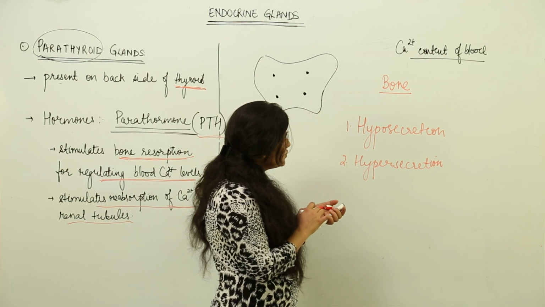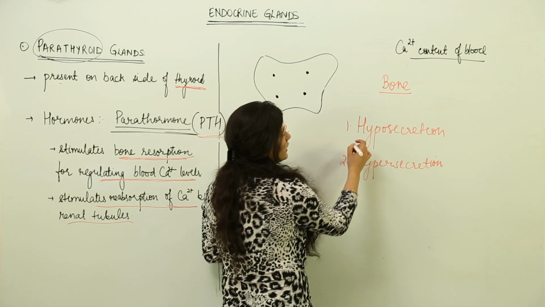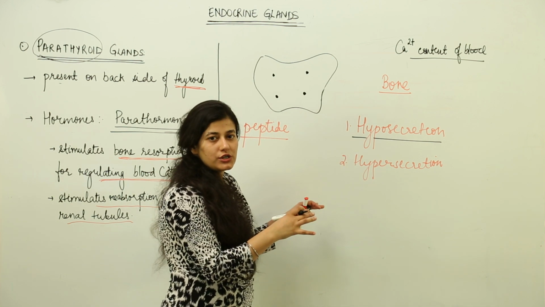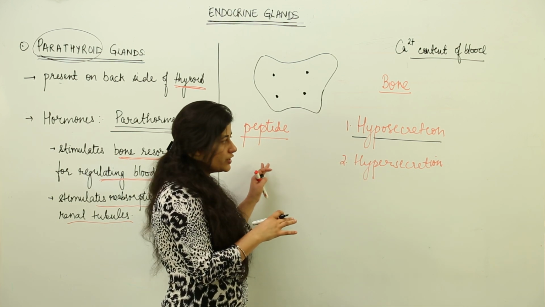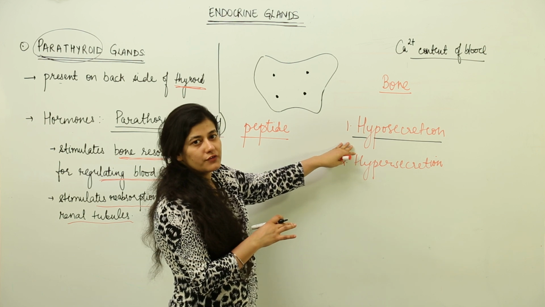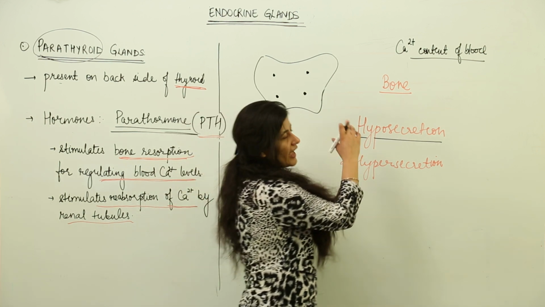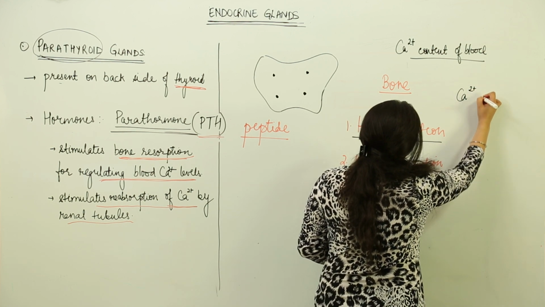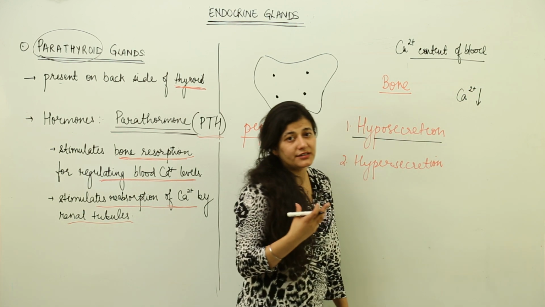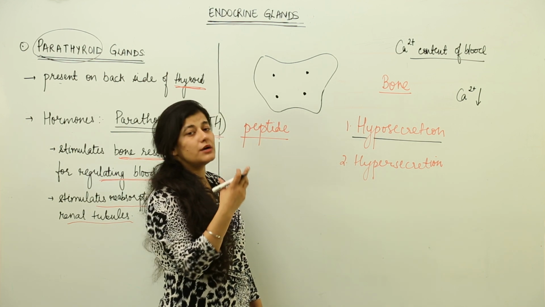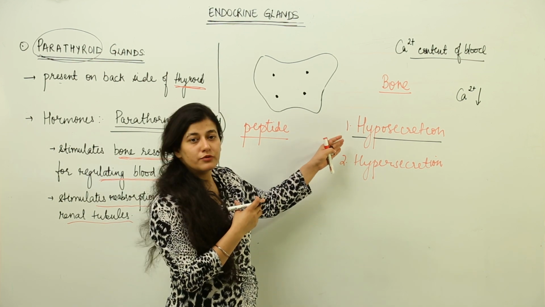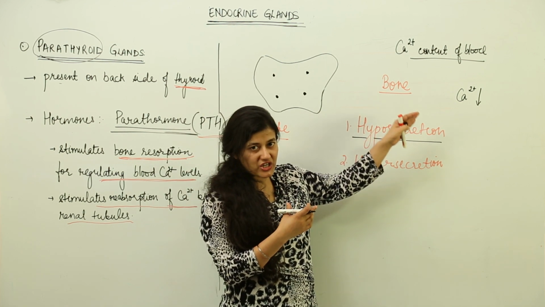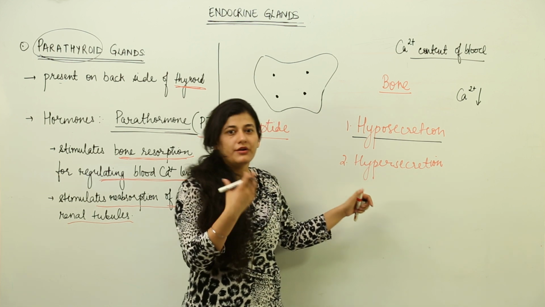Coming back to hyposecretion and hypersecretion, first let us see what happens if there is hyposecretion of parathormone in the human body. If there is lesser secretion of this peptide hormone, the calcium level regulated in the blood comes down. When the calcium level comes down, it is believed to be vitamin D deficiency. So we give the person suffering from hyposecretion of parathormone more vitamin D, so that the calcium content which has come down in the blood can be taken back.